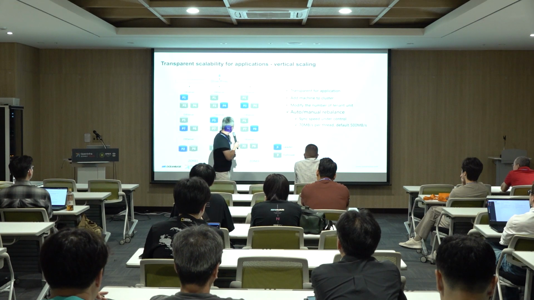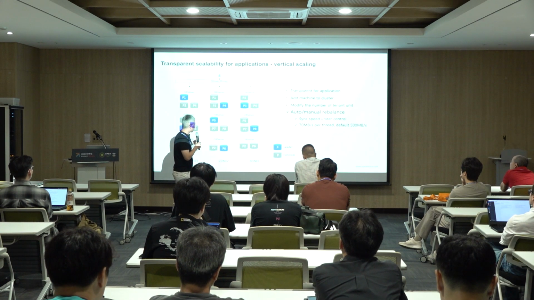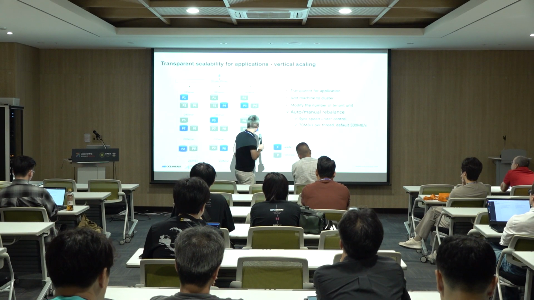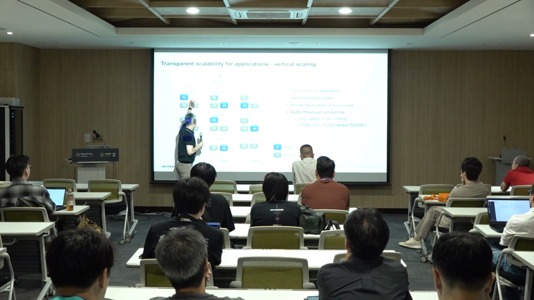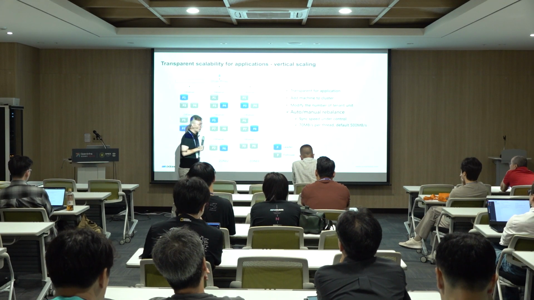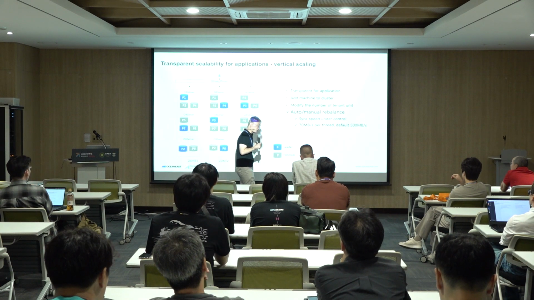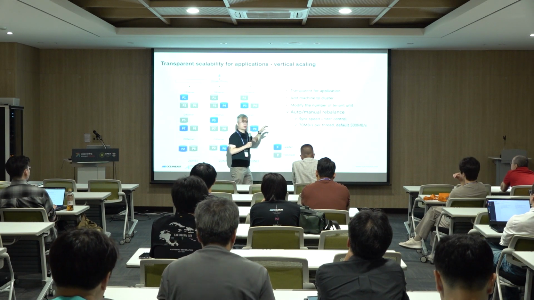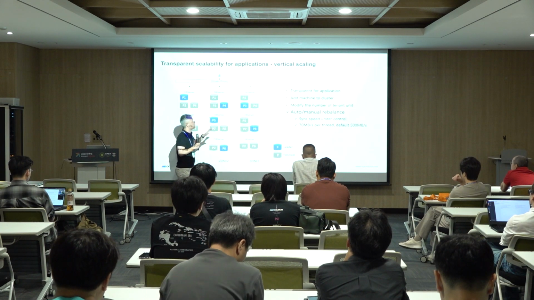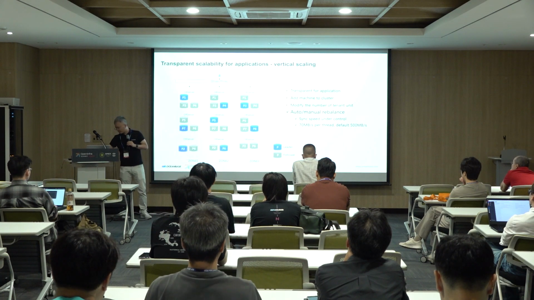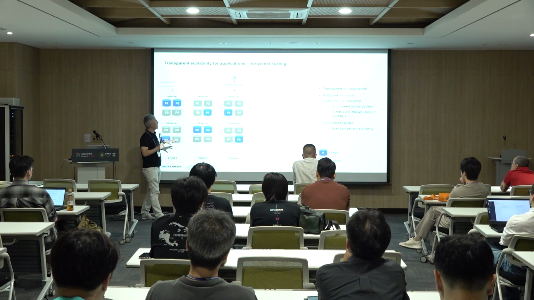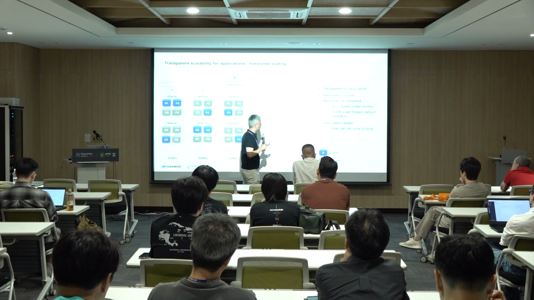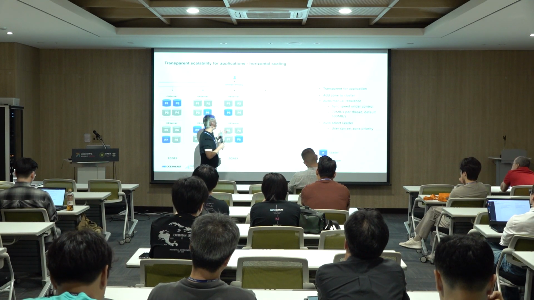If the load is high or the disk is full, we can do vertical scaling, and it will move the partition from the old node to the new node. And this is transparent to the application. The application won't change, and it's totally transparent. If the load is heavy or we want higher availability, we can do horizontal scaling.